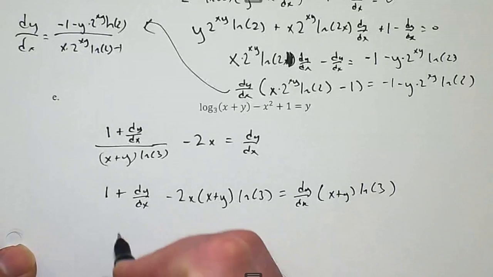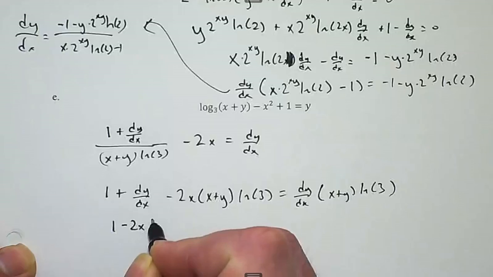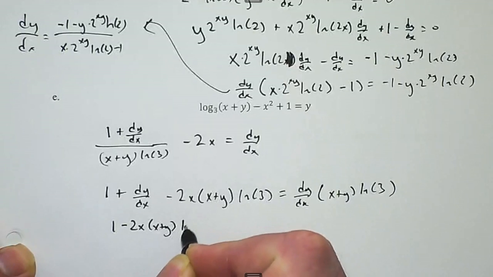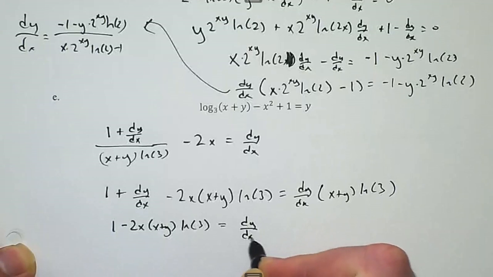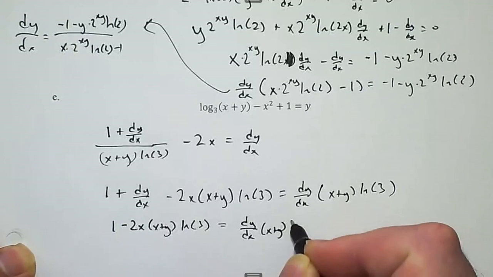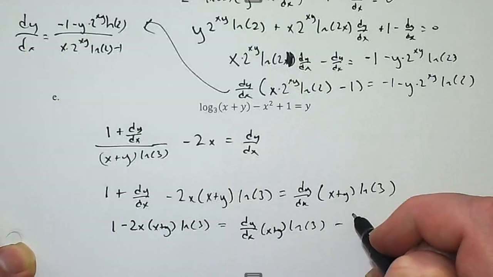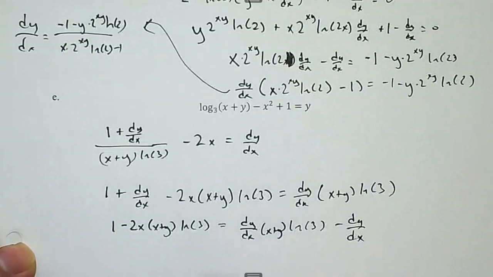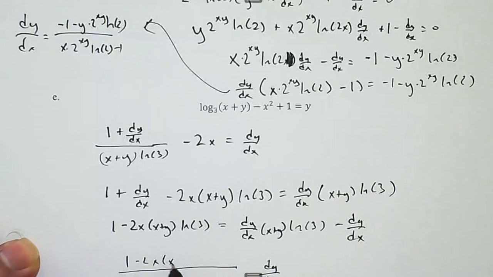Then I'll move everything over. Actually, I'll leave it like this. All right, minus dy dx. So I'm going to factor out a dy dx, which will give me x plus y natural log of 3 minus 1. And to save room, I'm just going to divide by that.